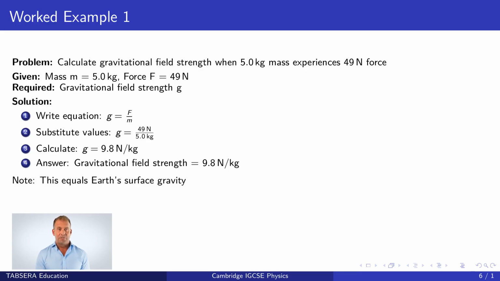Step 2. Substitute the values. We write g equals 49 newtons divided by 5.0 kilograms. Step 3. Calculate. 49 divided by 5 equals 9.8. Step 4. State the answer. The gravitational field strength is 9.8 newtons per kilogram. This value equals Earth's surface gravity, confirming our calculation is reasonable.